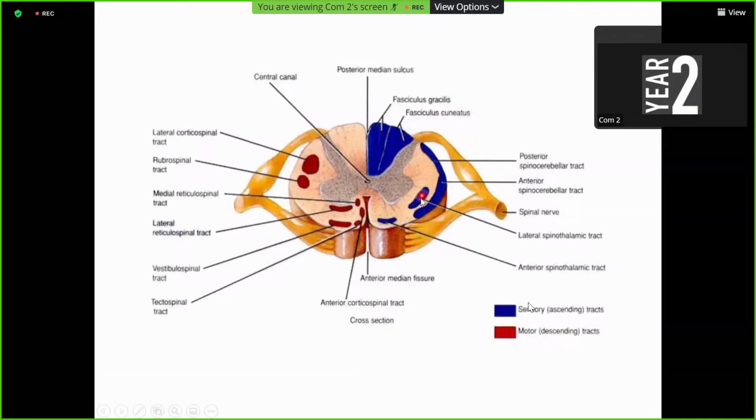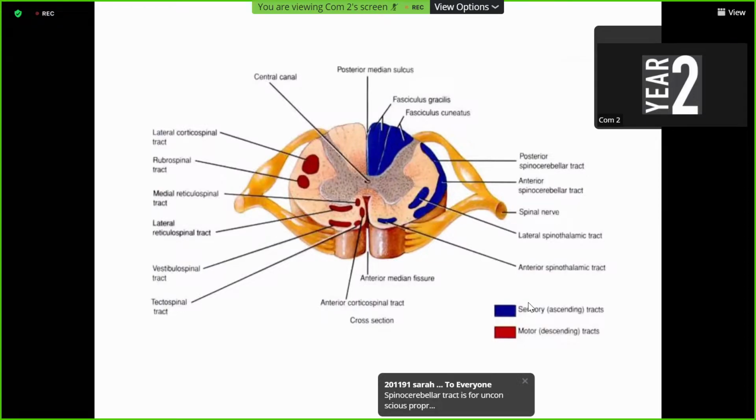There are other small sensory tracts like the spinotectal tract, which is responsible for visual reflexes. There is a spino-olivary tract. There is a cuneocerebellar tract, and the spinoreticular tracts. But these are small tracts, and we do not need to know their detailed pathways. You should know their names: spino-olivary, spinotectal, spinoreticular. These are small sensory or ascending tracts with mostly unknown functions, and usually they are not clinically important.